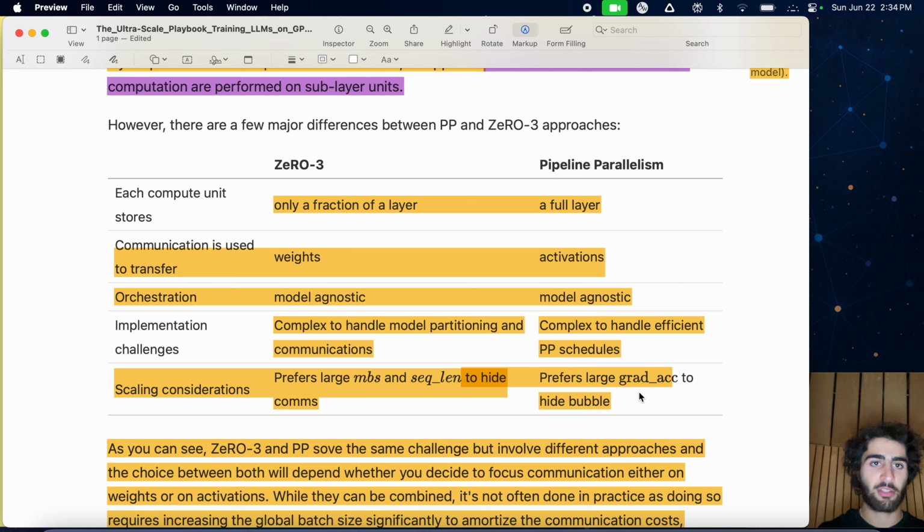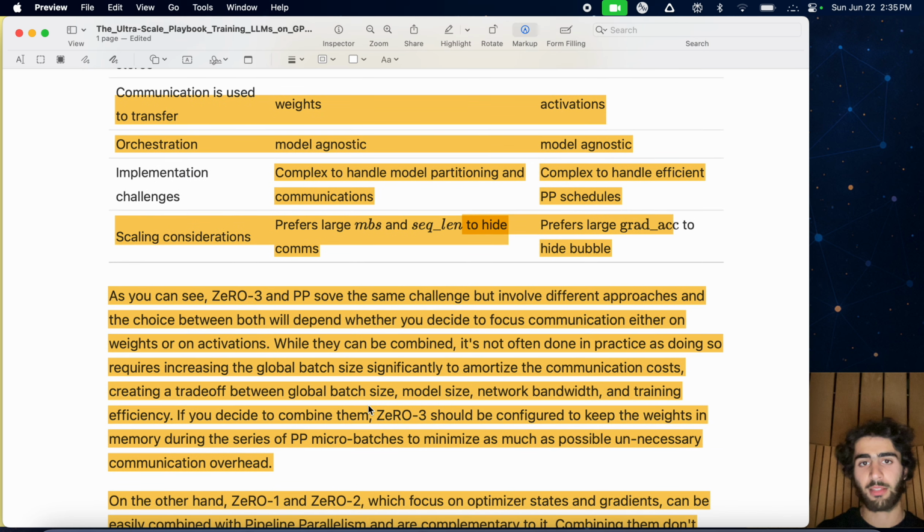And then with respect to ZeRO-3, it's good to have a large microbatch size as well. And so when we refer to gradient accumulation, we're talking about the number of microbatches. But when we talk about microbatch size, we're talking about the size of the individual microbatch. And then a sequence length that is also high to hide communications. And this is because if we can scale these, then it amortizes the communication cost. This is the language they use, I think, somewhere here.